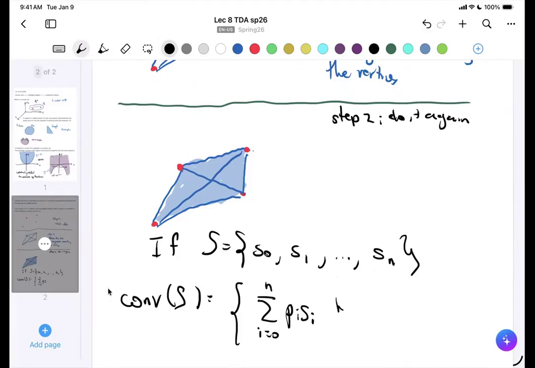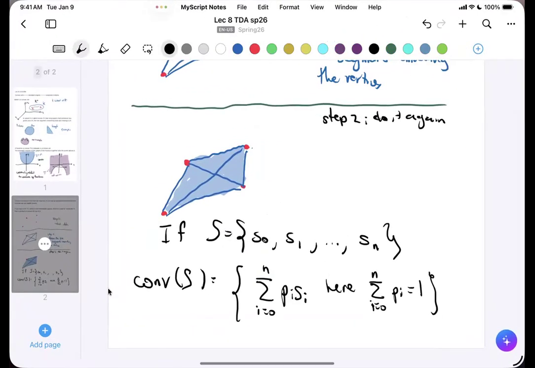Here, the sum of the Pi is 1. That's why I'm calling the coefficients Pi, because you can think of them as being probabilities. It's very easy to check that any convex set containing those 4 points has to include all of that, and that thing is already convex because you're taking these linear combinations that add up to 1. So it's not too bad to check that directly. We know that it would be convex.